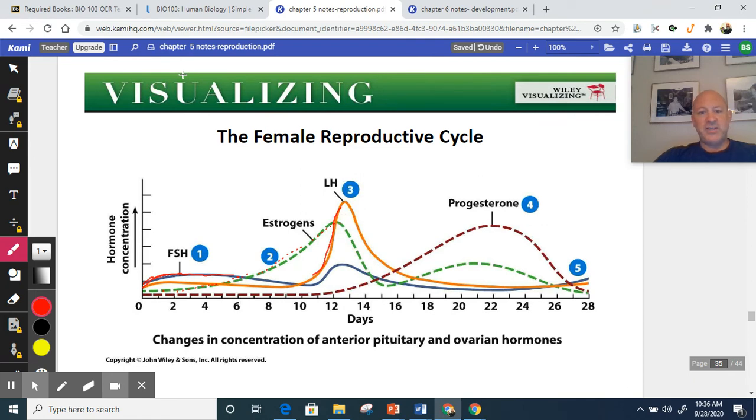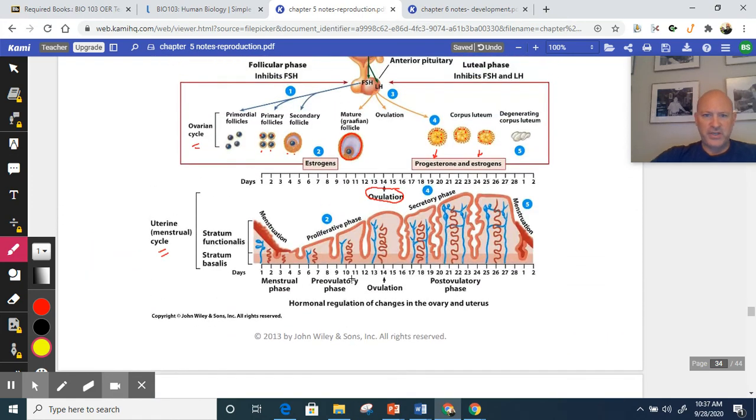And then about day 12, it will start to decrease. Day 14, it's still relatively high, but on its way down. But what's happening is, day 14, progesterone is starting to increase, right? Progesterone is starting to increase. So, okay, let's look from day 2 to day 12 or 13.